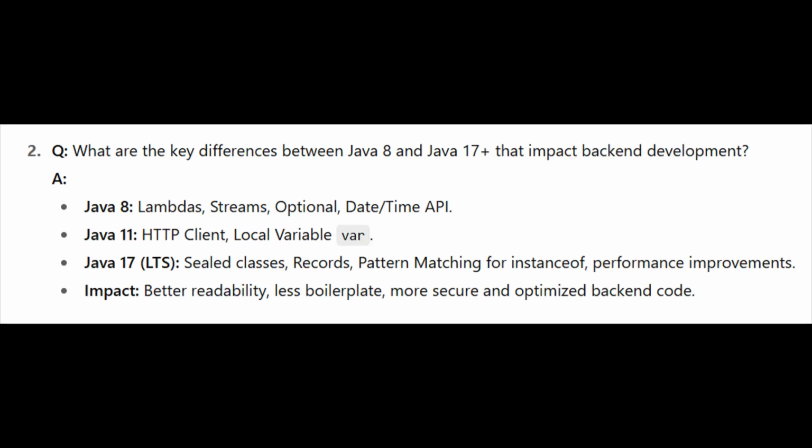What are the key differences between Java 8 and Java 17 plus that impact backend development? Java 8: lambdas, streams, optional, date-time API. Java 11: HTTP client, local variable var. Java 17 LTS: sealed classes, records, pattern matching for instanceof, performance improvements. Impact: better readability, less boilerplate, more secure and optimized backend code.